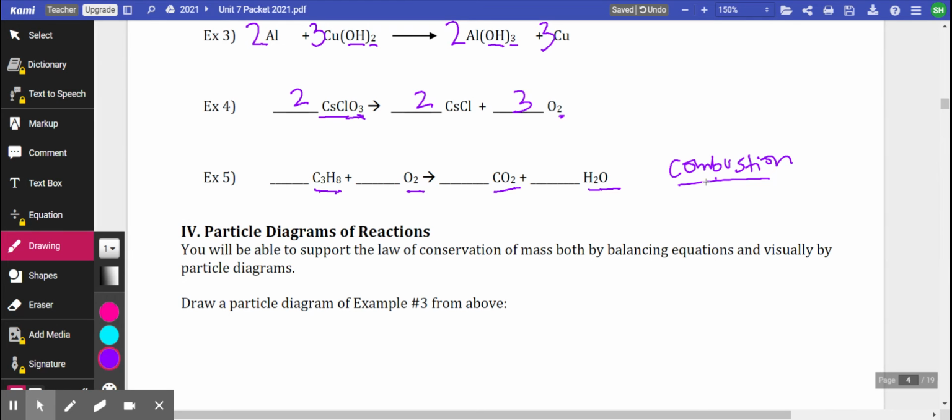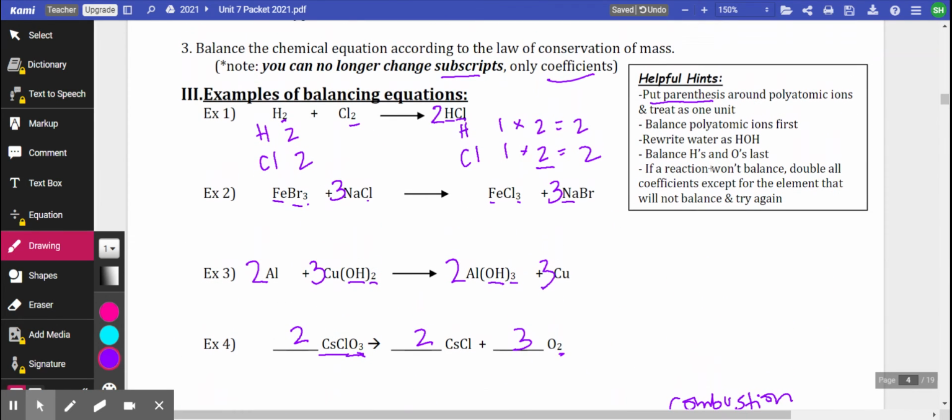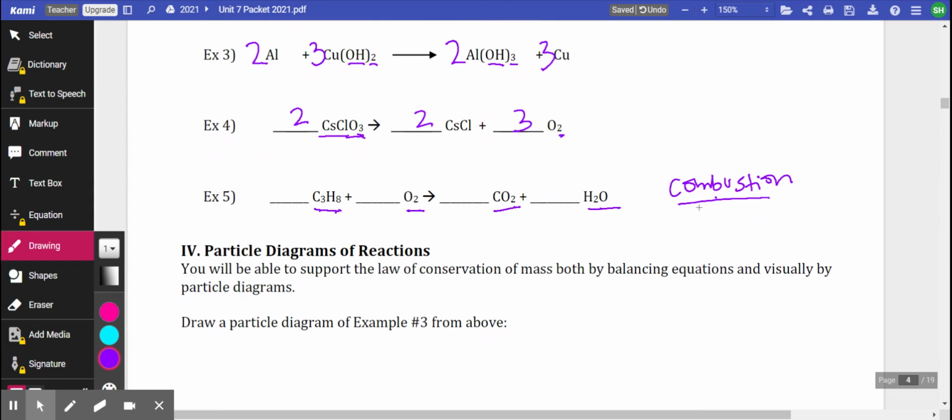So then my order that I want to use is to balance my carbons first. Then you're going to balance hydrogen. Then you're going to balance the oxygens. Okay, so you're going to do carbon, hydrogen, oxygen, and then check. You're going to double everything if needed. All right, so CHO, then double if needed. So let's see how that works out for this one.